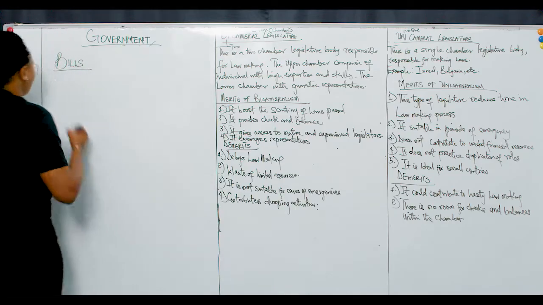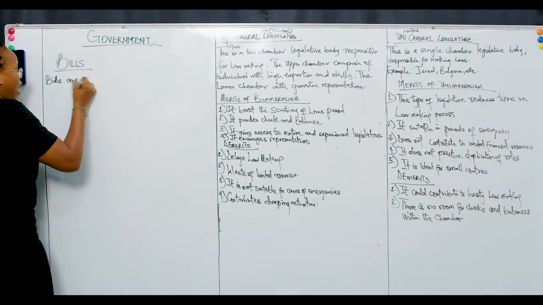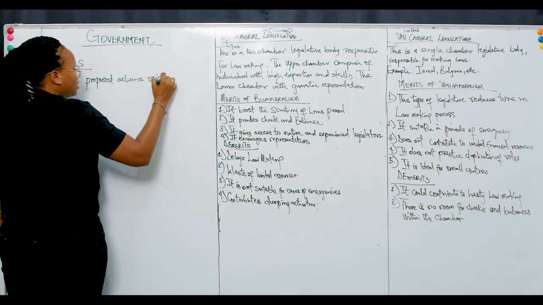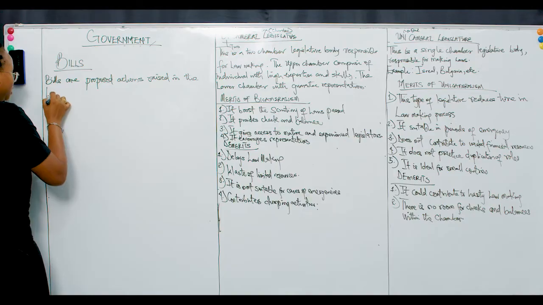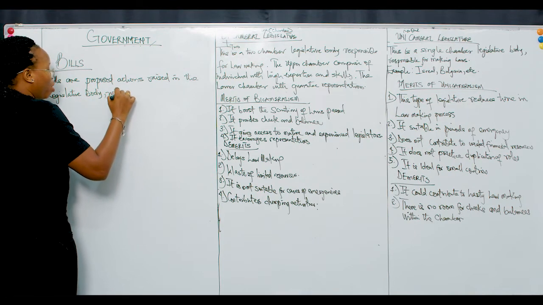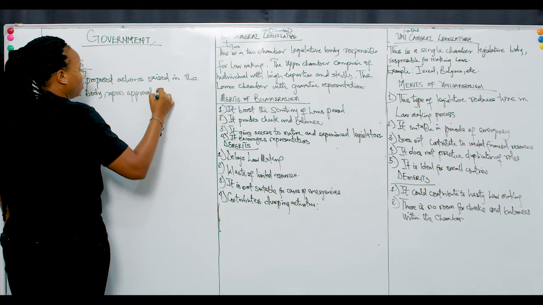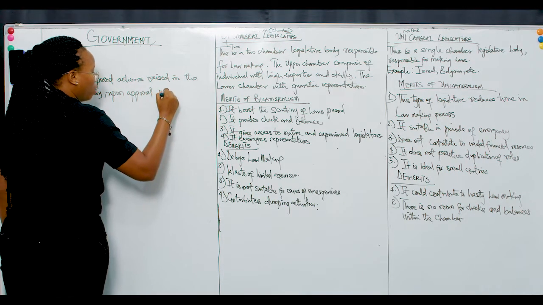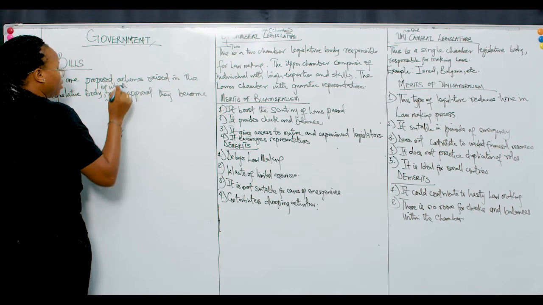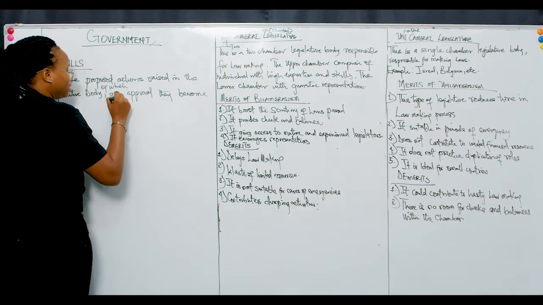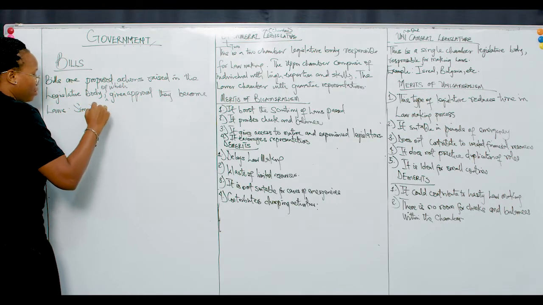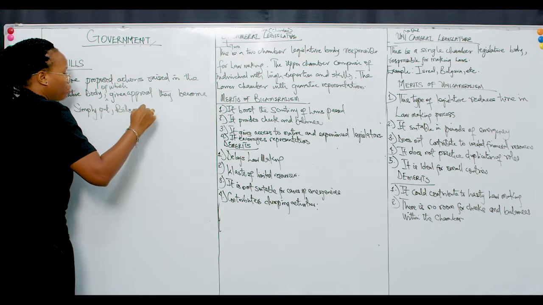So to define this, we can say bills are proposed actions raised in the legislature or legislative body, upon approval of which they become laws. Simply put, bills are proposed laws.